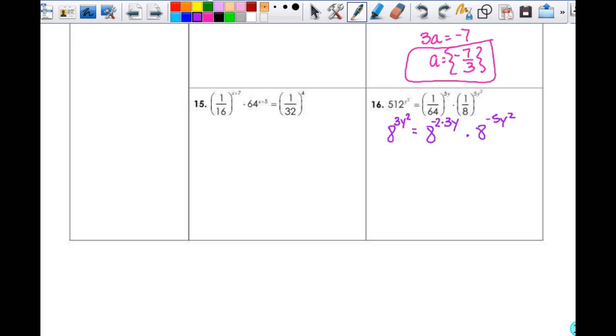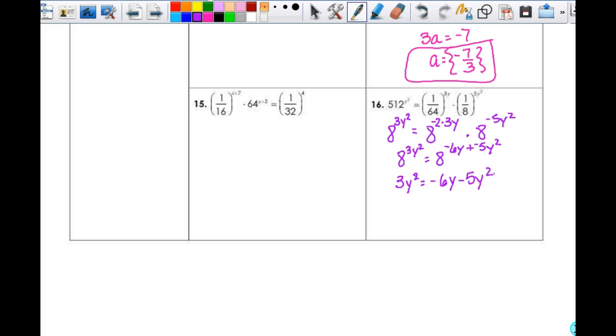All right, can I take everything out of the exponents now? No. So on the left, I'm left with 8 to the 3y squared power equals 8. Okay, so this negative 2 times 3y is negative 6y plus negative 5y squared, which I could have just done as minus 5y squared. But since I said plus and already wrote it, I'm not going to erase it, but it's the same thing. So now can I take it out of the exponents? Yes. So this will give me 3y squared equals negative 6y minus 5y squared, right?